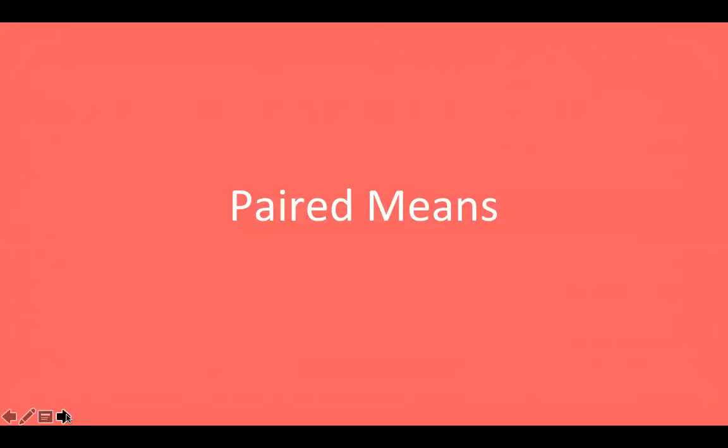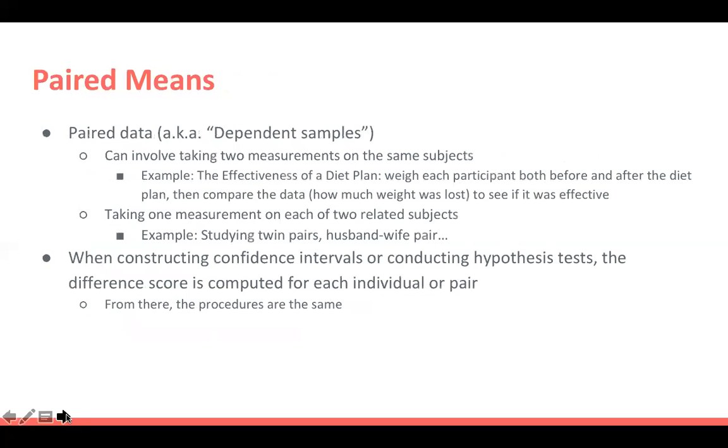Okay, so we're moving on to our last section for lesson 8, which is on paired means. So in paired means, we have paired data, which is also known as dependent samples. We can get paired data two ways. The first way is it can involve taking two measurements on the same subjects. An example of that is if we're calculating the effectiveness of a diet plan. We can weigh each participant both before and after the diet plan, and then compare the data so we can see how much weight was lost in order to see if it was really effective.